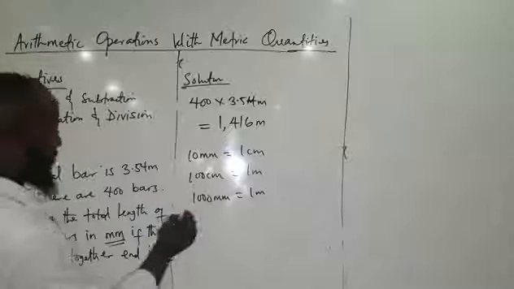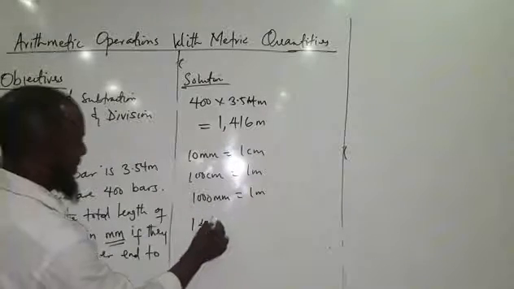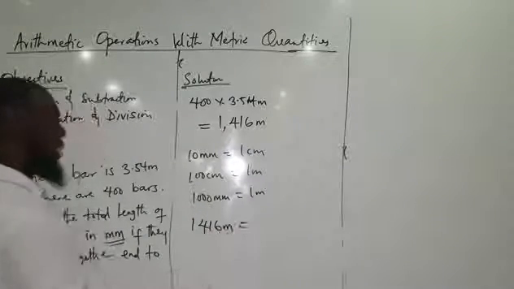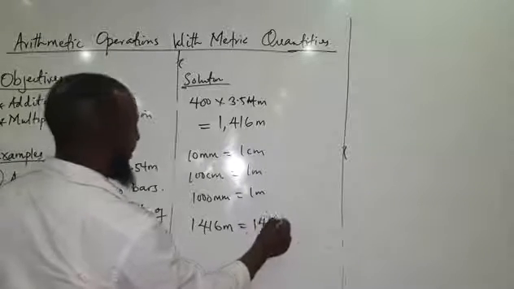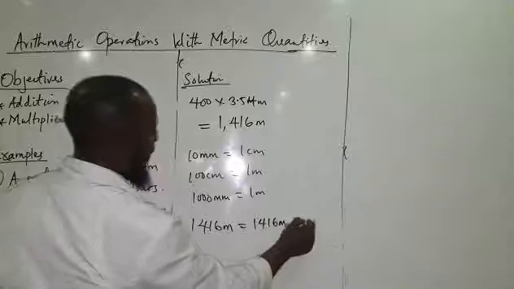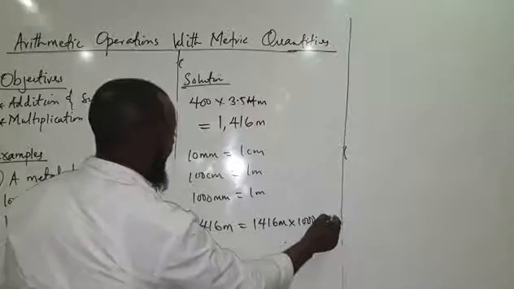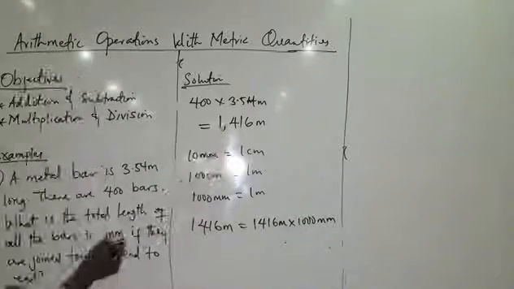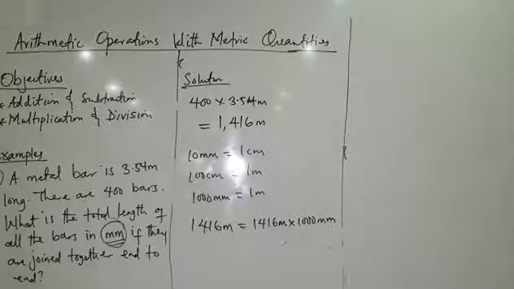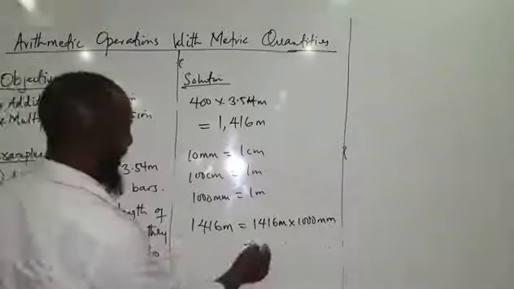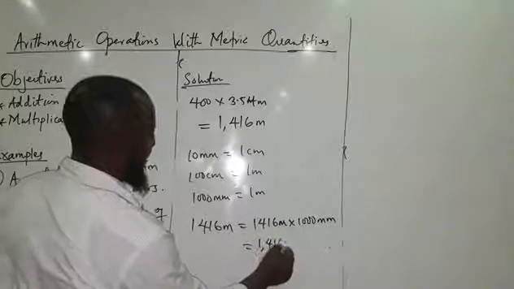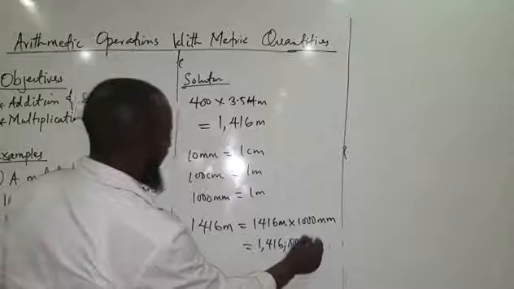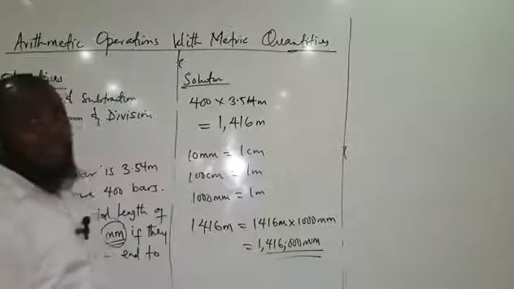So in that case, 1,416 meters will then be equal to 1,416 meters by what? 1,000 millimeters. So since we are leaving an answer in millimeters, and this is meters, we multiply together. That then gives us 1,416,000 millimeters. I hope this is clear.